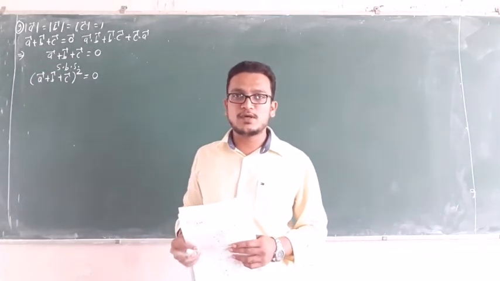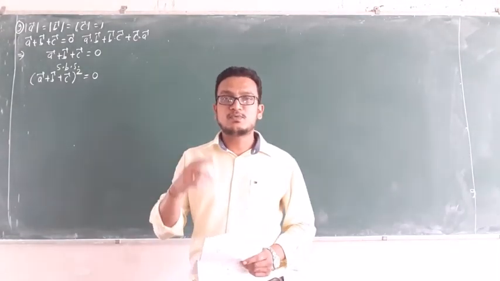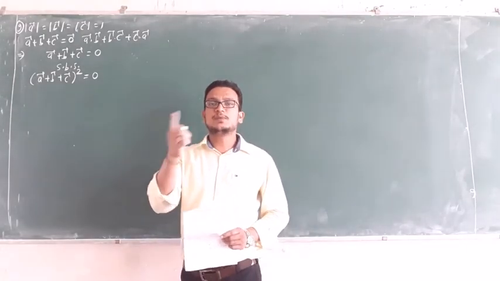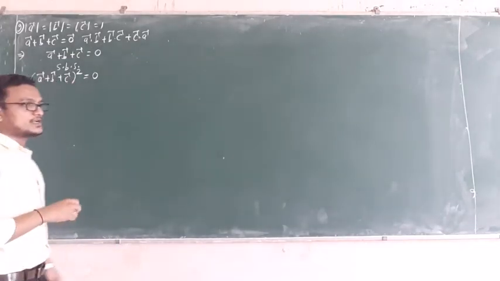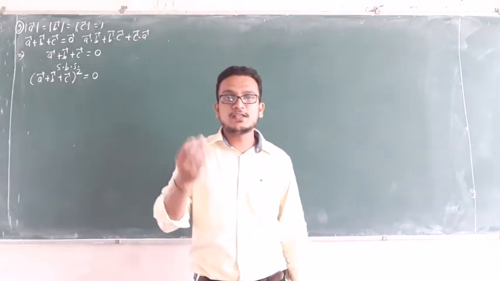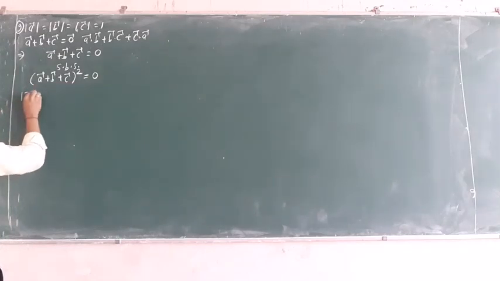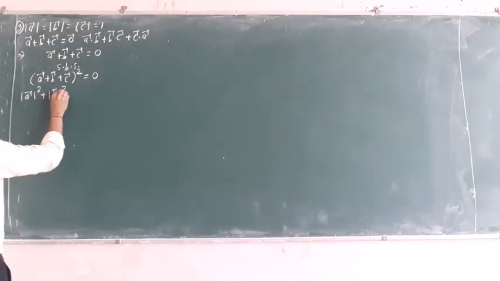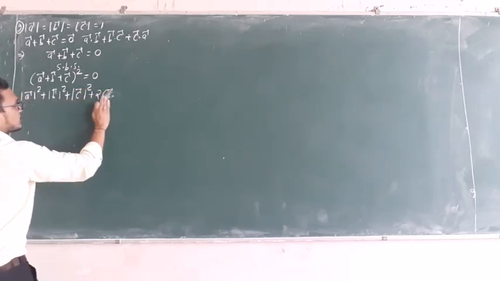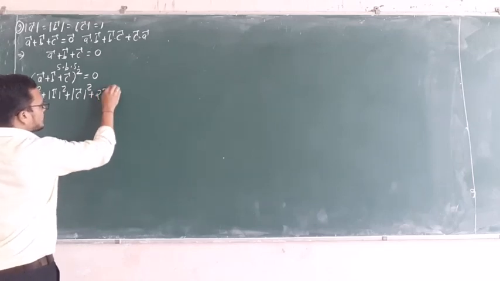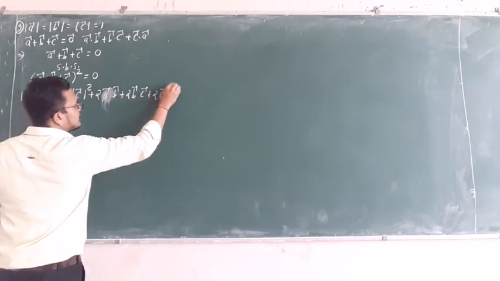Now here we have to use the algebraic identity. What is A plus B whole square? A square plus B square plus 2AB. Similarly, A plus B plus C whole square is A square plus B square plus C square plus 2AB plus 2BC plus 2CA. Here A is not a normal variable, it is a vector, so when I take the vector square, it becomes magnitude of vector A square. Therefore, this is magnitude of A square plus magnitude of B square plus magnitude of C square plus 2 into A dot B plus 2 into B dot C plus 2 into C dot A.